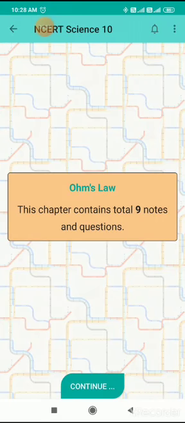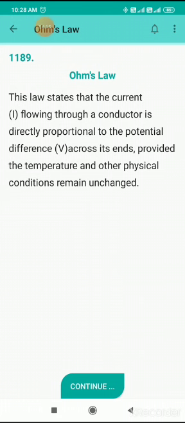Now a very important topic, Ohm's law. So please read it carefully. Ohm's law. Ohm's law is what? This law states that the current flowing through a conductor is directly proportional to the potential difference across its ends, provided the temperature and other physical conditions remain unchanged. In other words, if physical conditions of temperature and pressure remain constant, means if temperature does not change, then potential difference is directly proportional to the electric current flowing in the circuit. So you can choose any one.